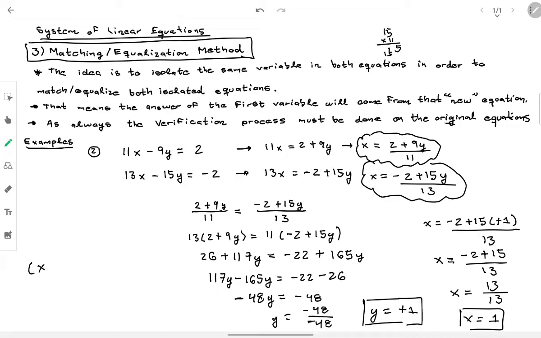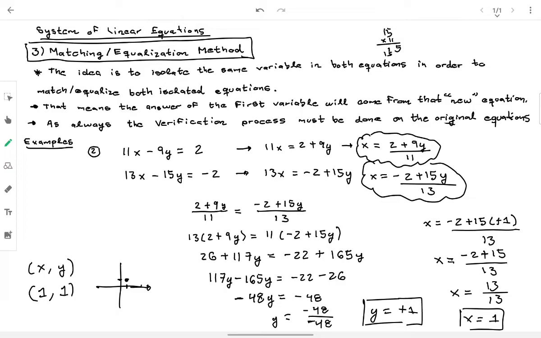If we want to put it in coordinates, x comma y, that is 1 comma 1. And if we want to put it in the axis, it's going to be x1, y1. So this is the exact point that the answer represents. So it's not difficult to do the matching or equalization method. The idea is to isolate the variable in both equations. After that, we will match the equations, we will solve them, and after that we will be able to know the other variable's specific value by substituting in the original equation or in the isolated equations.